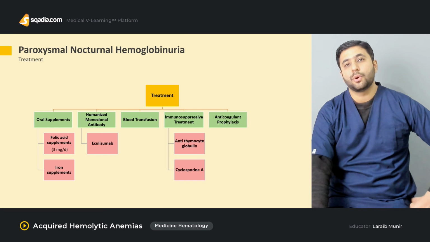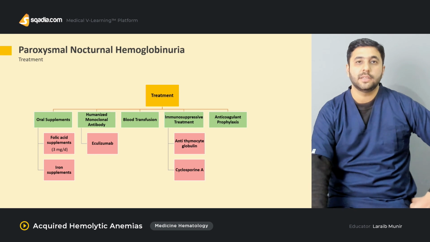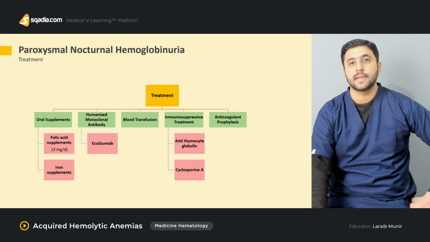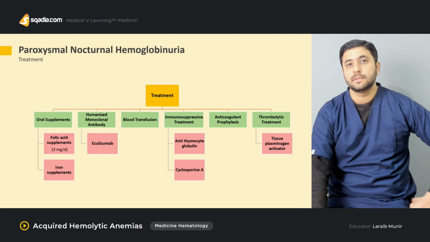Because these patients are prone to venous thrombosis, it is important to start anticoagulant prophylaxis in these patients to avoid thrombotic episodes leading to the formation of Budd-Chiari syndrome and other types of problems. These can lead to cerebral vein damage, and can lead to cerebrovascular accidents as well. And certain thrombolytic treatments can also be tried in these patients if the thrombus has already been formed. Like the tissue plasminogen activator, TPA, can be used to break down a thrombus if that is causing a large degree of symptoms.